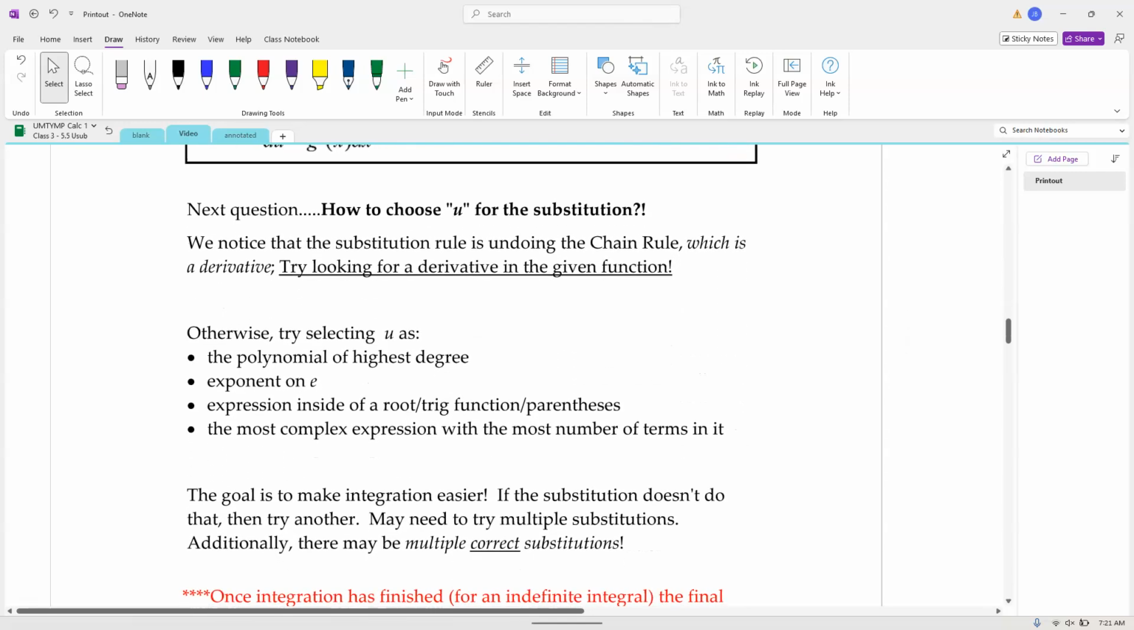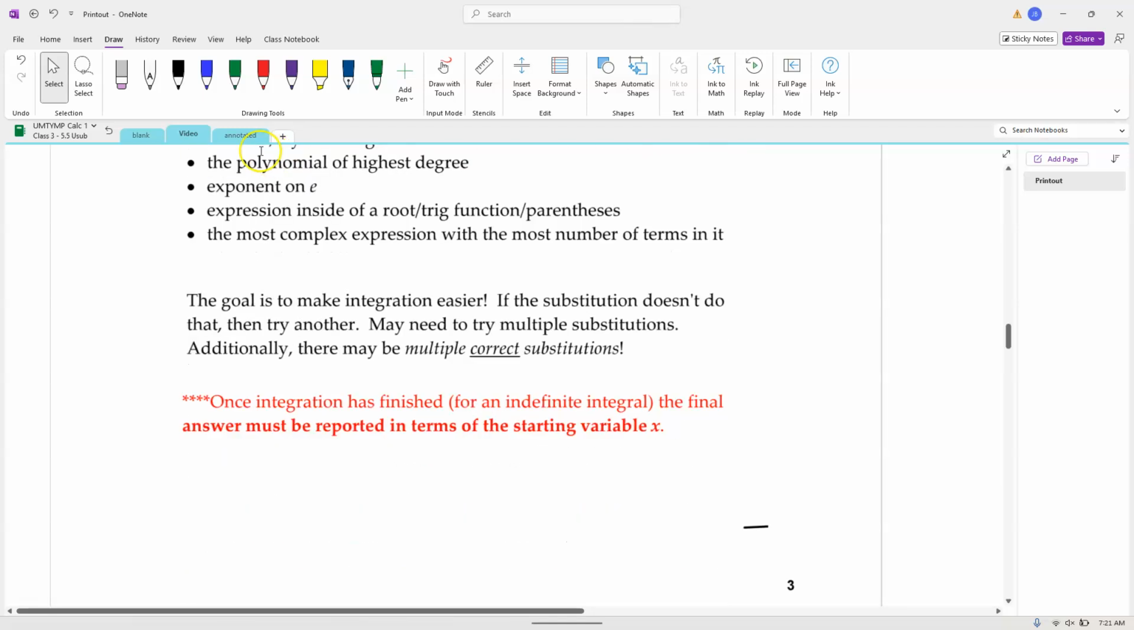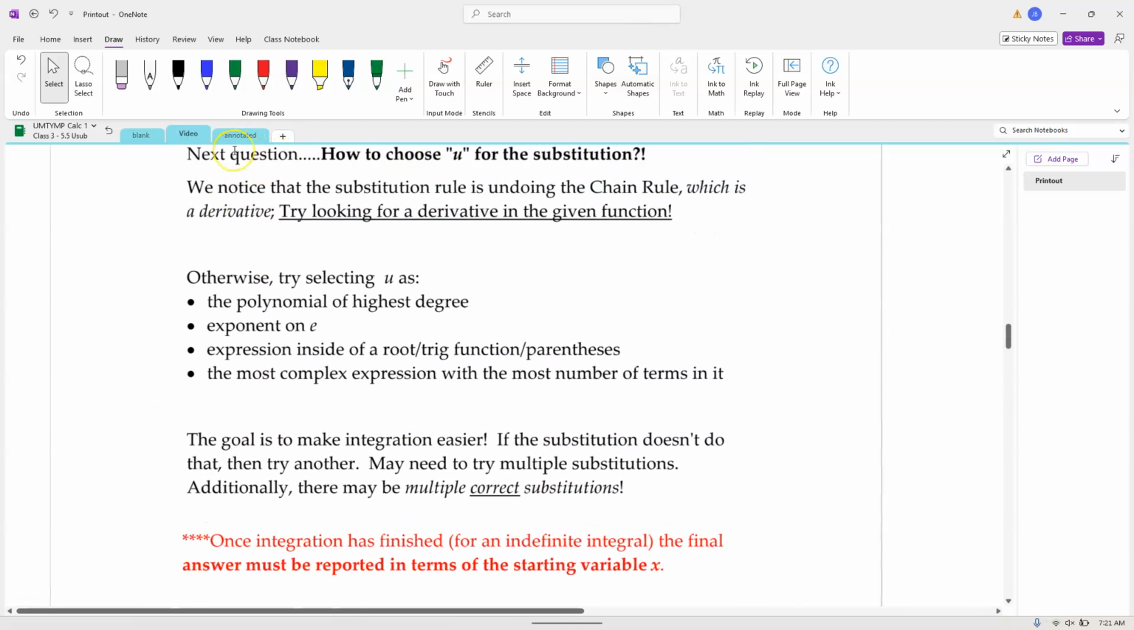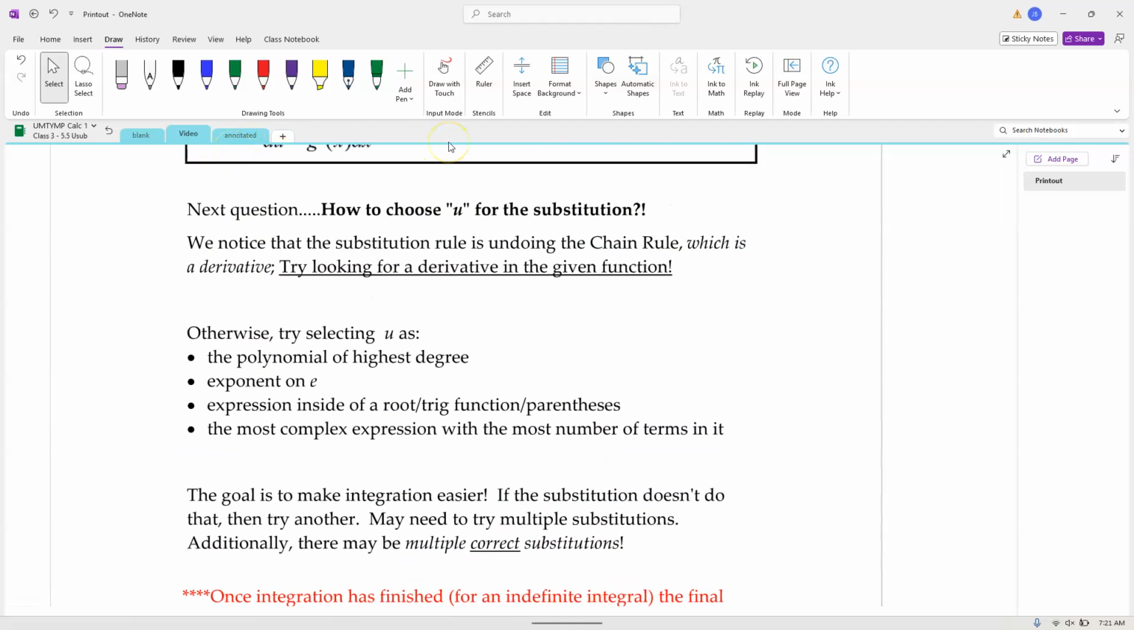There are a lot of tips and tricks I can give you. I have them listed below here in the order of priority in which I would do them. Typically I would try starting with u as a polynomial of the highest degree, or try an exponent on e. If we have a radical, whatever's underneath it. And then most simply, it's the biggest and ugliest thing in the integrand.